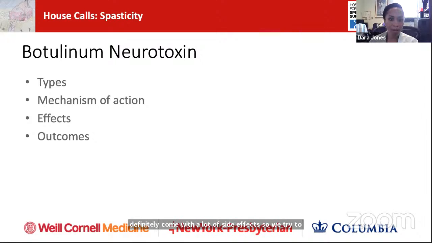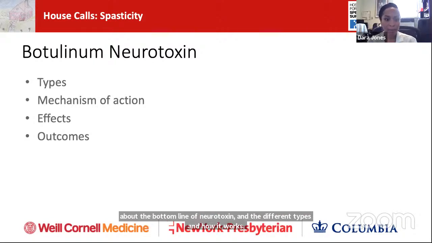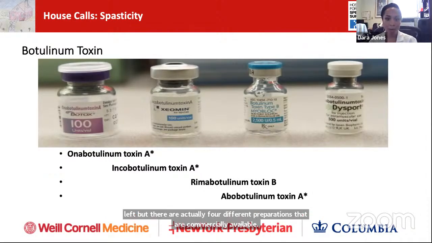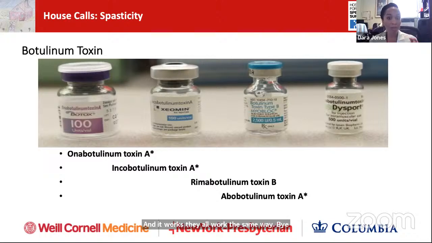So next, I'll talk about botulinum neurotoxin and the different types and how it works. So botulinum toxin, everyone is probably most familiar with the most common preparation, and that's Botox, botulinum toxin A on the far left. But there are actually 4 different preparations that are commercially available. And they all work the same way by interrupting the connection between the nerve and the muscle. And it just temporarily decreases that signal, generally for about 3 to 4 months, so that a muscle is a little bit more relaxed and we're able to achieve whatever our goals are.